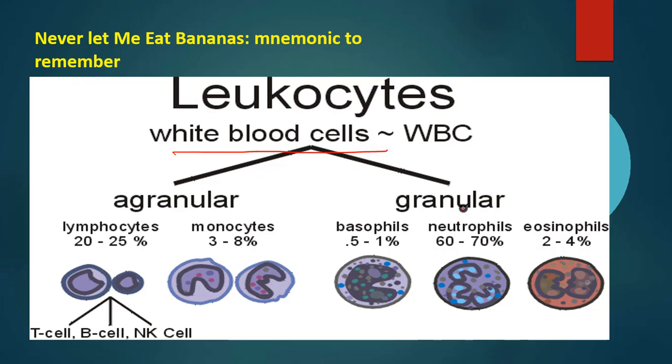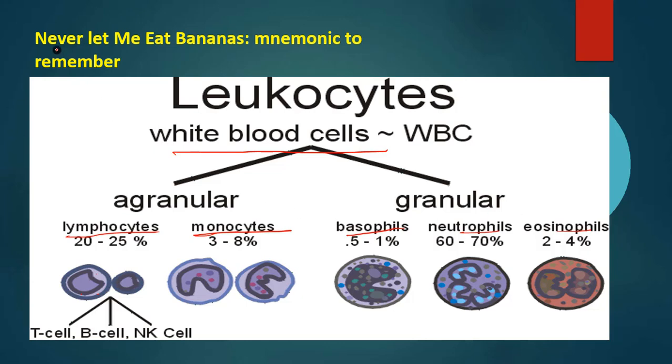Leukocytes or WBCs have 2 further types. Agranular means their cytoplasm does not have any granules. It is plain. So there are 2 types of WBCs which have plain cytoplasm: lymphocytes and monocytes. Whereas granular means you can see their cytoplasm has some granules in it, that is basophils, neutrophils and eosinophils, and this is the percentage. You just remember the names. Later on when you go to higher grades, you will understand this percentage. For your grade, you just have to remember the names.